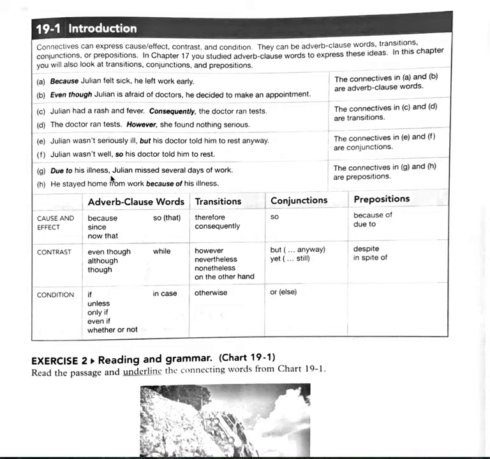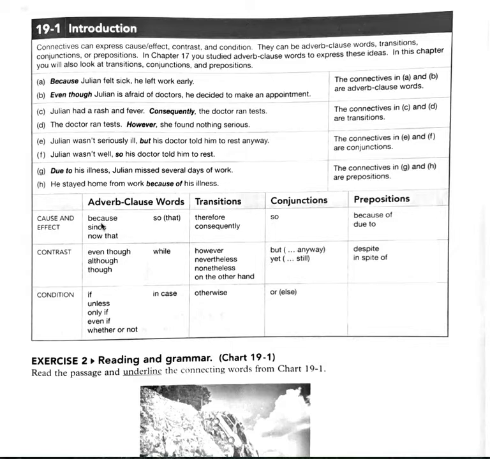Due to an illness, Julian missed several days of work. He stayed home from work because of his illness. Of is a preposition. So the connectives in G and H are prepositions, due to and because of. So let's look at the list here that follows. Adverb clause words that give us cause and effect. These words introduce an adverb clause and give us a cause and effect.